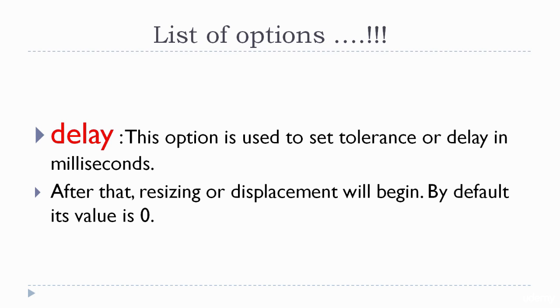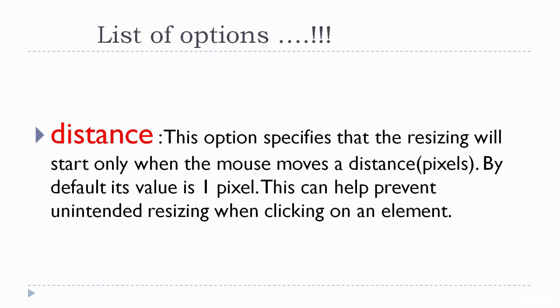Now delay. This option is used to set a tolerance or delay in milliseconds after which resizing or displacement will begin. By default its value is 0. Many times we have observed that after clicking to some extent we want our element to be resized. In this way we can use the delay option. Now the distance. This option specifies that the resizing will start only when the mouse moves a distance in pixels. By default its value is 1. So after dragging 1 pixel the element starts resizing. This can help prevent unintended resizing when clicking on an element.